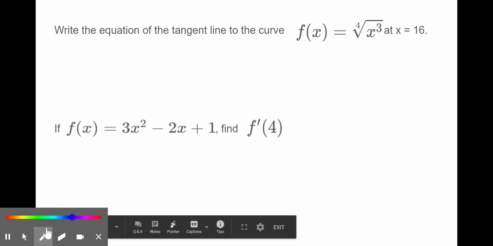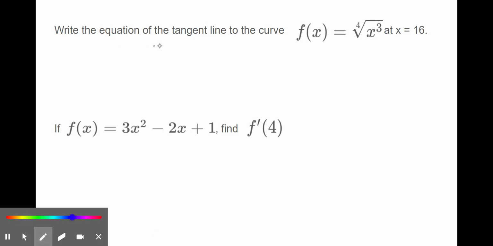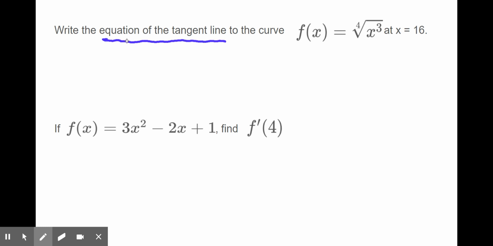All right, let's make it a little more interesting. Write the equation of the tangent line to the curve f of x equals the 4th root of x cubed at x equals 16. I want the equation of the tangent line. So to write the equation of a tangent line, I need 2 things. I need a point and I need a slope. I need the slope of the tangent line, and I need a point to work with.